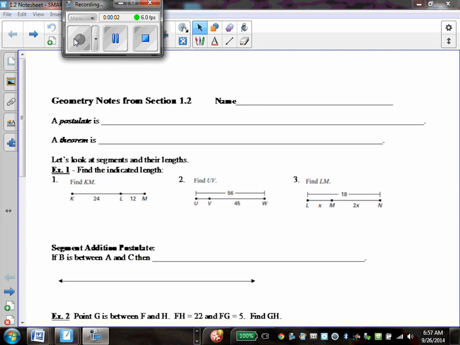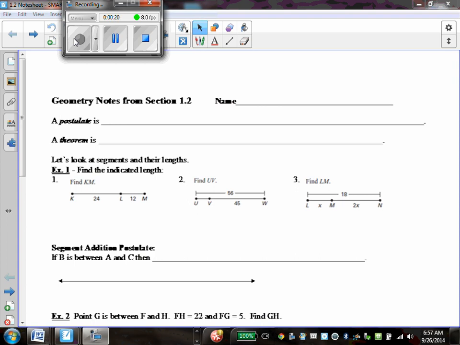All right, everybody, let's look at some new concepts that are really going to knock your socks off here. We have section 1.2 in the geometry book, and we are going to be talking about segment lengths and congruency and what that all means and how that can help us out. Going to be an important concept throughout the entire year.